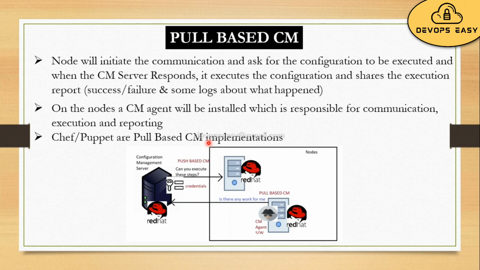In pull based, the node will request the master. These are the two types. Ansible is a push based methodology. Remaining, Chef and Puppet are available in the market. They are pull based configuration management tools.